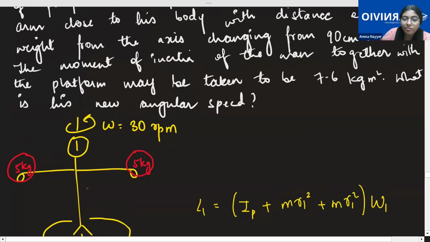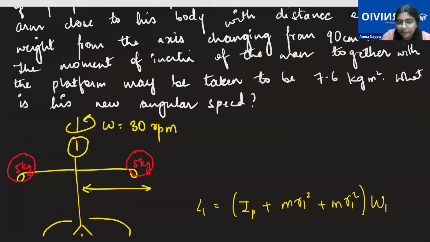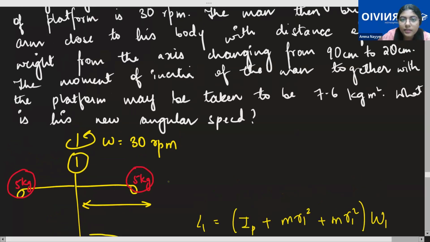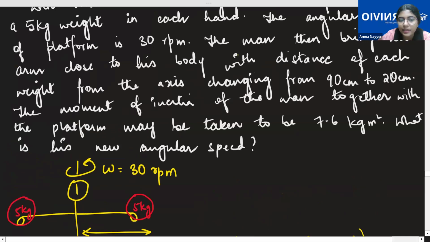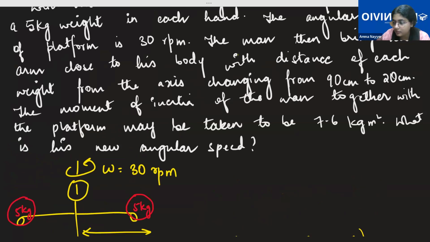Sanidhi, can you tell me what would have been the initial length here? Length of his arm. Read the sentence: the man then brings his arm. Then tell me. The initial would have been 90 centimeters, and when he brought it close, it was 20. That's what I wanted to hear.